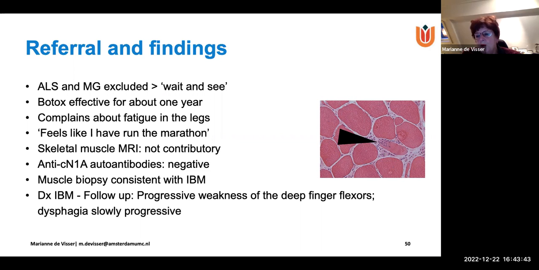And during that follow-up, we noticed that he had progressive weakness of the deep finger flexors, not pathognomonic, but a very characteristic sign of patients with IBM, and the dysphagia was slowly progressive.